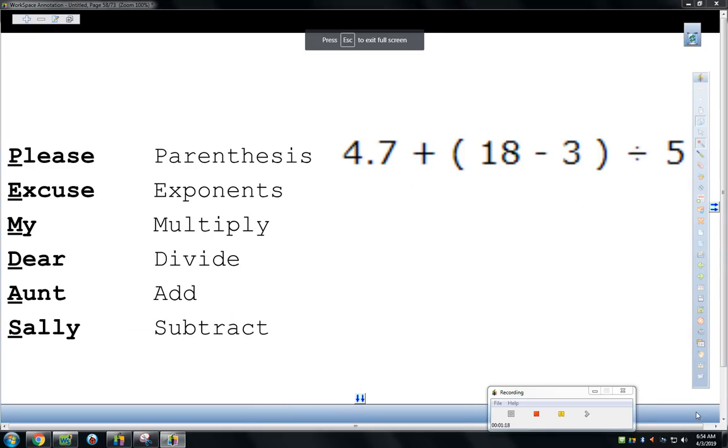So here's the first problem we're going to do. We've got 4.7 plus (18 minus 3) divided by 5. So go ahead and pause the screen and try this.